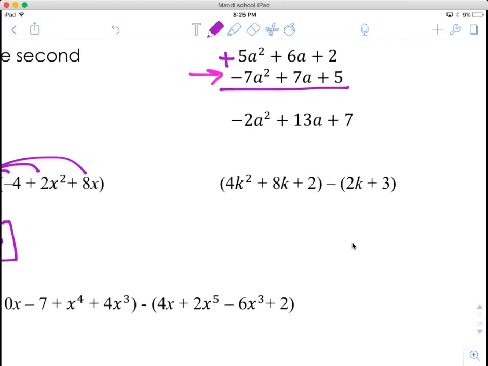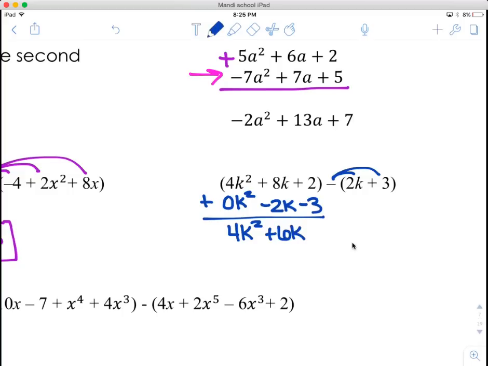Okay, so let's look at this one. We're going to distribute that in, so we want to align this where it needs to go. So this one doesn't have a k squared, so that gets a 0 k squared. And then we distribute that negative into the 2k, so we get negative 2k, and distribute the negative into the 3, and you get negative 3. Add down. 4 plus 0 is 4k squared. 8 plus a negative 2 is 6k, and 2 minus 3 is negative 1.